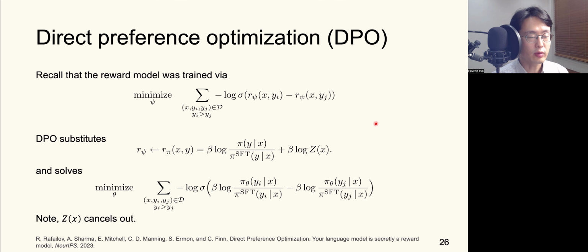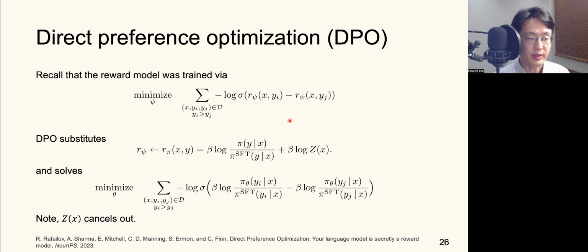Recall that the reward model was trained as this Bradley-Terry model, so it was trained by minimizing this loss. What DPO does is, in place of this reward model r psi, it plugs in the reward r pi. This is the reward that makes the current policy pi optimal. This is the formula that we derived, so we plug that in. And if you plug it in, this is the equation that you get. And now what we do is we solve the minimization problem with respect to theta.